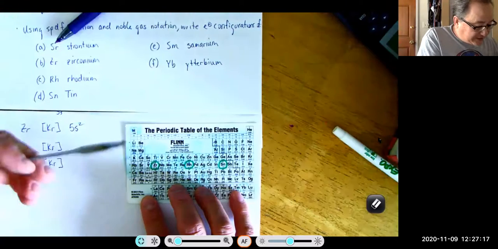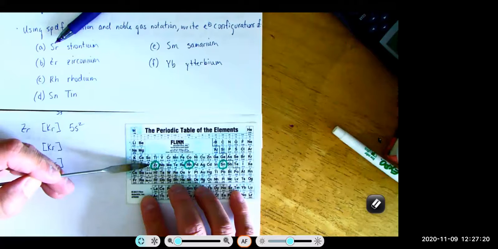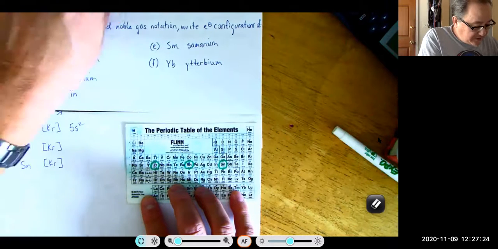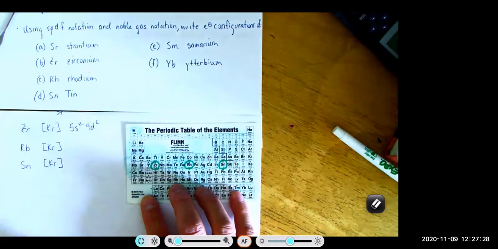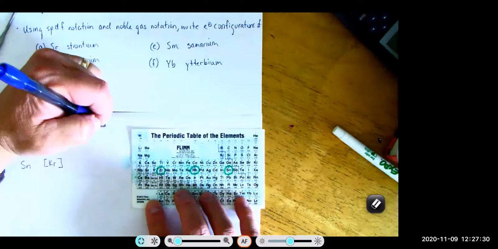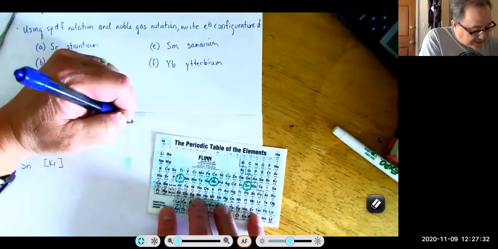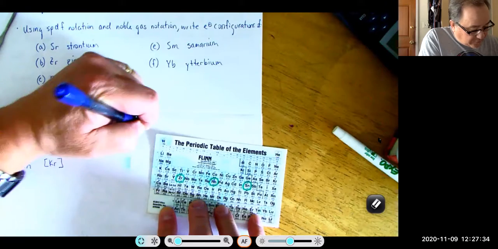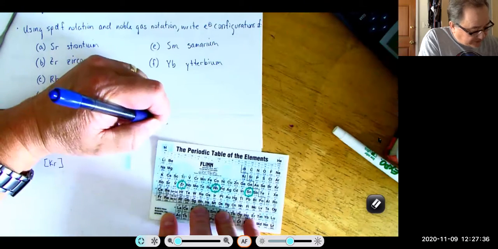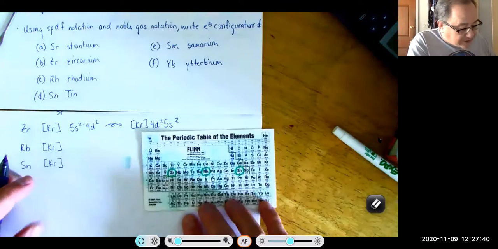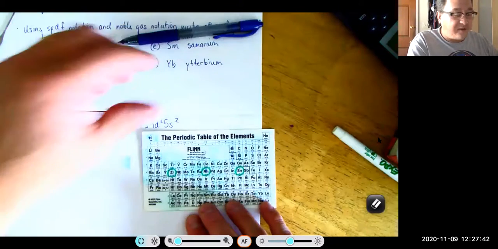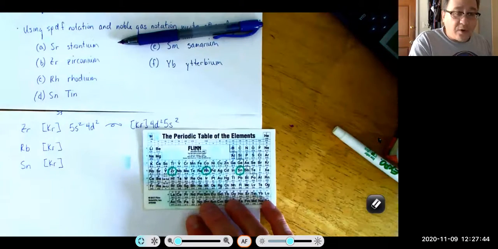What is this? 4D. So how many elements into it to get to zirconium? 2. So 4D2. Do we need to rearrange? Yes. Okay, and so we rearrange and we get krypton, 4D2, 5S2, and we're done. So by knowing where these things are, we can get the electron configuration very quickly.